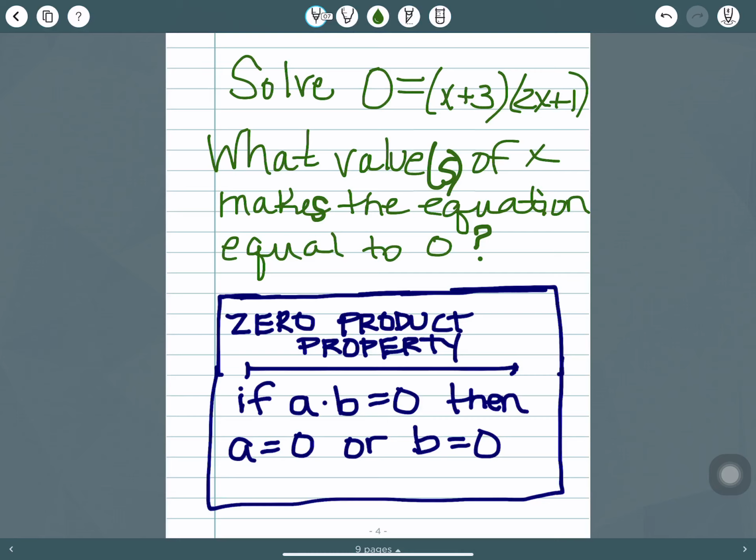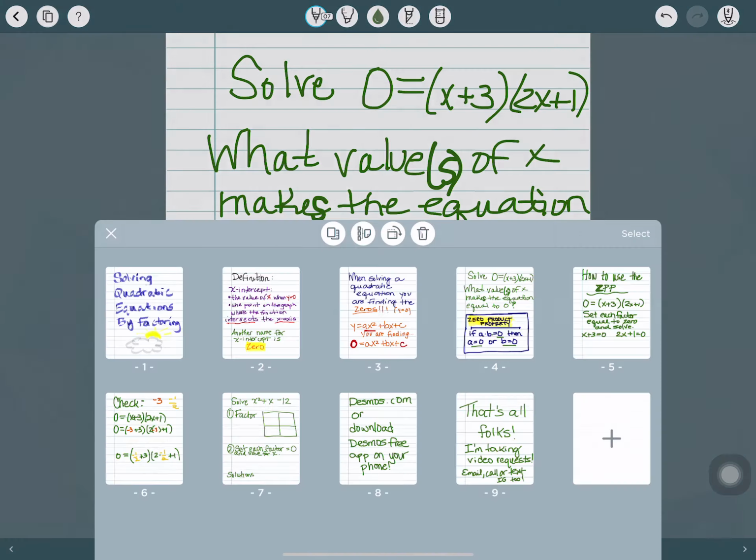So before we do that, one thing you need to know is called the zero product property. The zero product property simply says if you multiply two numbers together and the product is 0, then A has to equal 0 or B has to equal 0. So one of those two is equal to 0. And we can apply that in order to solve quadratic equations.